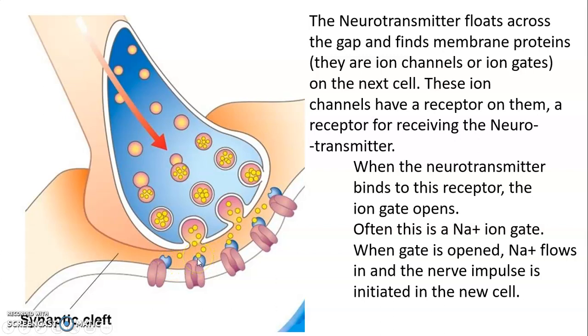And notice what happens. When it binds with the neurotransmitter, the gate opens. So here we have a closed gate with no neurotransmitter bound to it. Here we have an ion gate whose receptor has bound to the neurotransmitter, and therefore the gate has opened. So now all of these gates have opened up. Very often these gates are sodium gates, and what will flow through here is sodium, and the result will be that a new nerve impulse is initiated in the new cell.